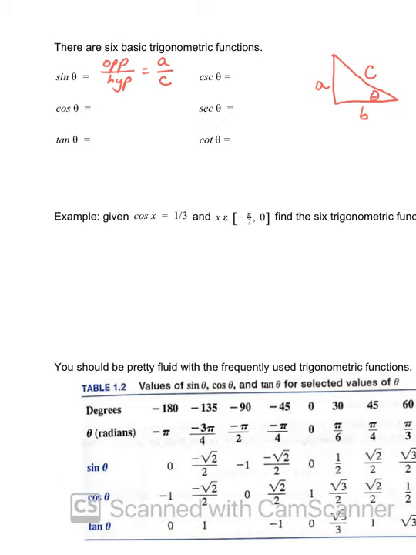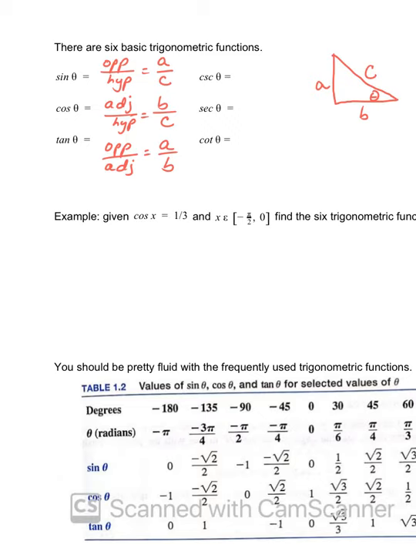So you can see that sine of an angle is the ratio of sides. Cosine of an angle is the adjacent side over the hypotenuse. The adjacent side here would be B, the hypotenuse would be C. And tangent of theta would be the opposite side over the adjacent side. The opposite side is A, the adjacent side is B.